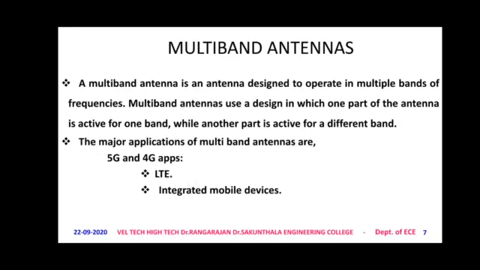Multi-band antenna. The multi-band antenna is an antenna designed to operate in multiple bands of frequencies. In a multi-band antenna, one part of the antenna is active for one band, while another part of the antenna is used for another band. The major applications of built-in multi-band antennas are 5G and 4G applications such as LTE and integrated mobile devices.